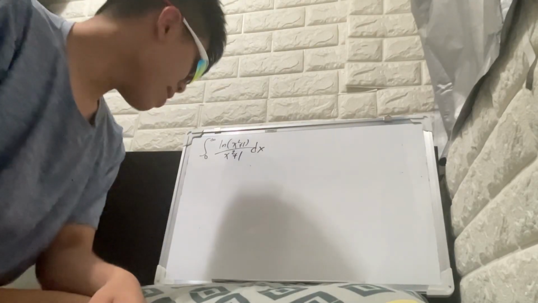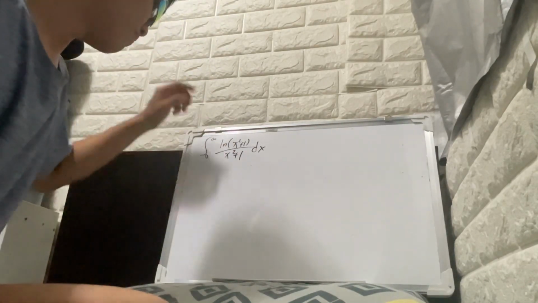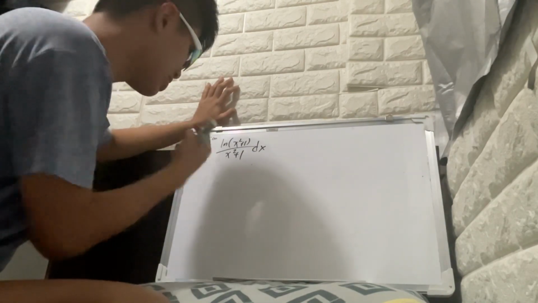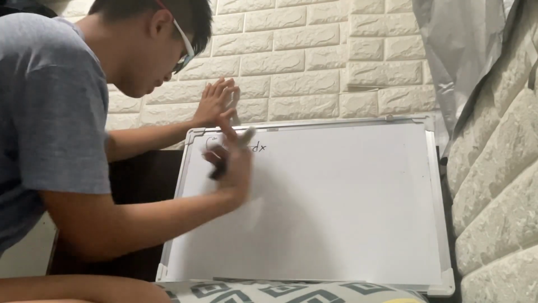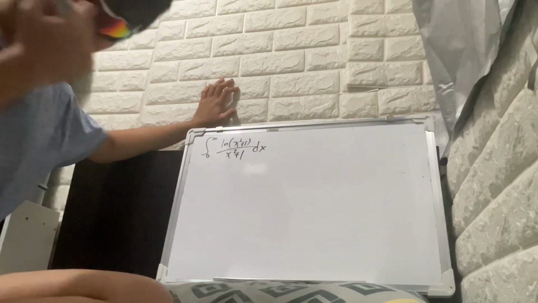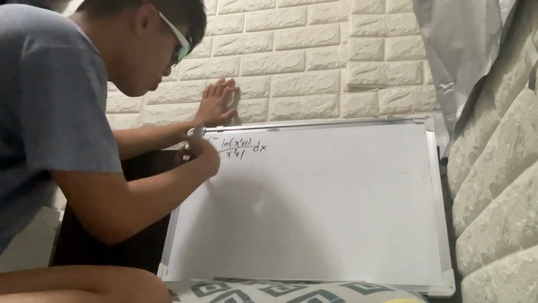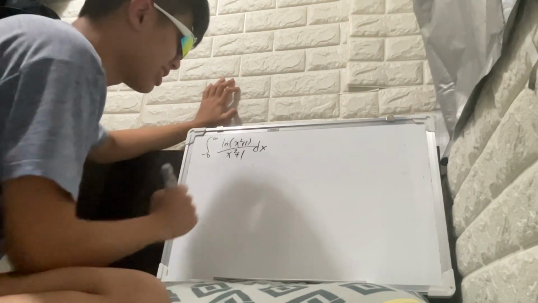Welcome to my channel. Today we're going to do the integral of ln of (x squared plus 1) over (x squared plus 1) going from 0 to infinity. And today I'm going to do this using the Feynman technique.